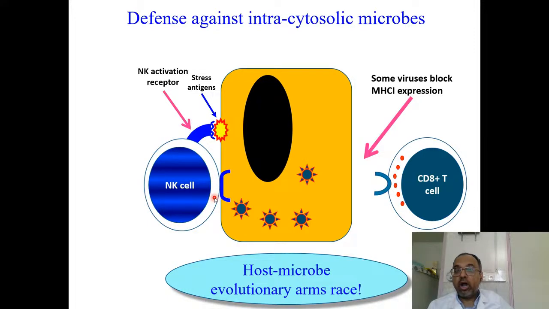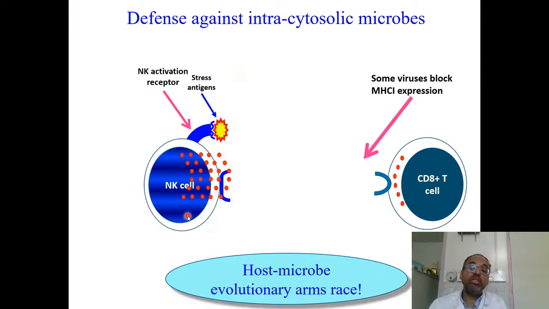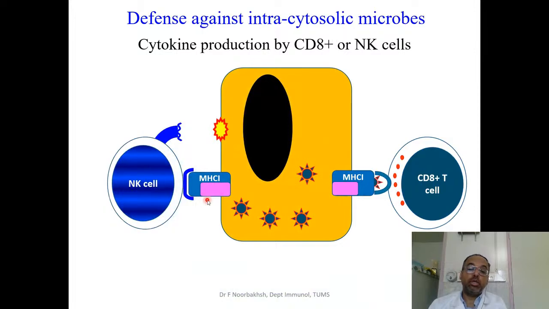So there are 2 requirements for NK cell activation. MHC should be low or absent, so that the inhibitory receptors don't see anything. And stress antigens should be present, so that the activating receptors activate the cell. And together, when these things happen, the NK cells start releasing toxic granules, similar to the toxic granules that CD8 T cells had. And through this, they remove the pathogen.